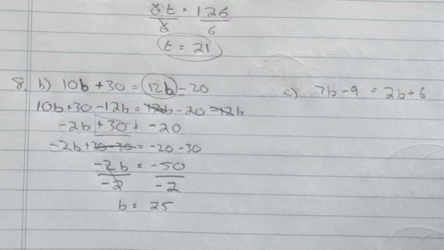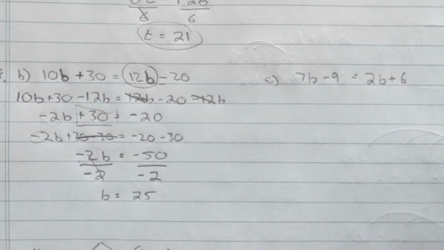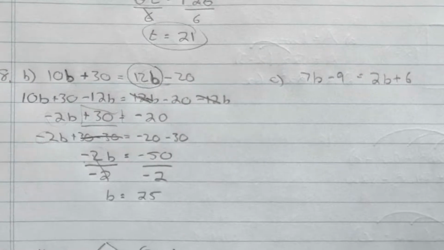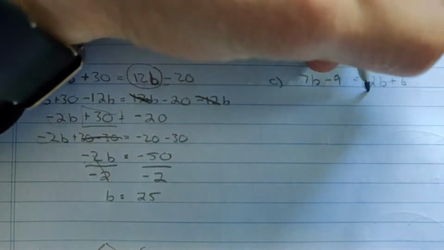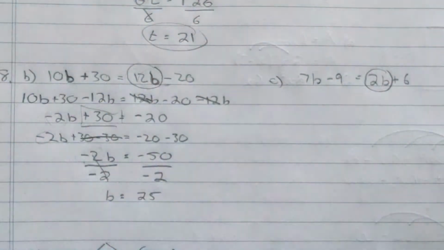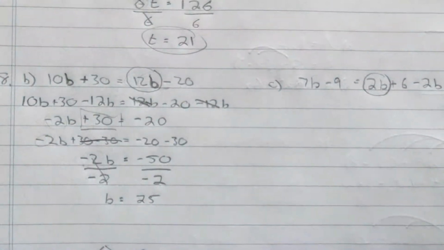So similar idea with the next question here in part C. We have 7b minus 9 equals 2b plus 6. So we got to get all the b's to one side. So to get rid of this 2b in this addition question, so positive 2b, if we were to subtract 2b, we would be able to get rid of it. So that's what we're going to do. And I shouldn't write that there. I should write on the next line.